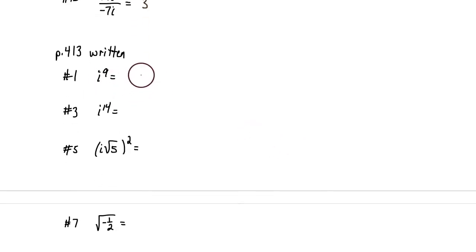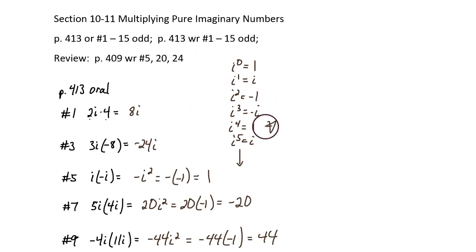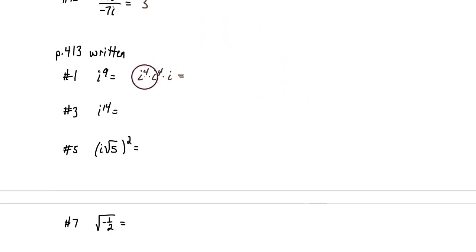I to the 9th is I to the 4th times I to the 4th times 1 more I. But what was I to the 4th power again? Let's look back at our pattern. I to the 4th power is a 1. Let's make some substitutions. I to the 4th is just equal to 1. This I to the 4th is equal to 1. And then we had 1 more I. So the final answer is I.